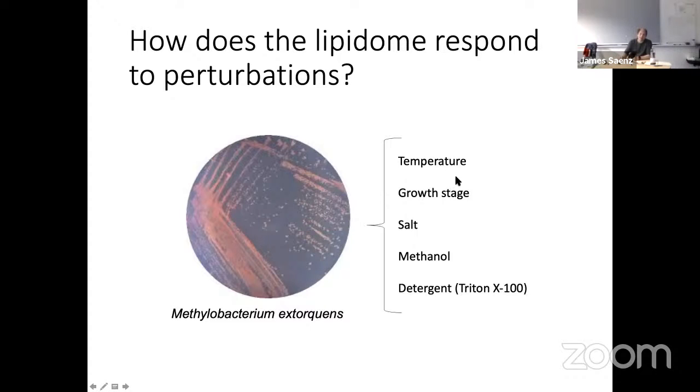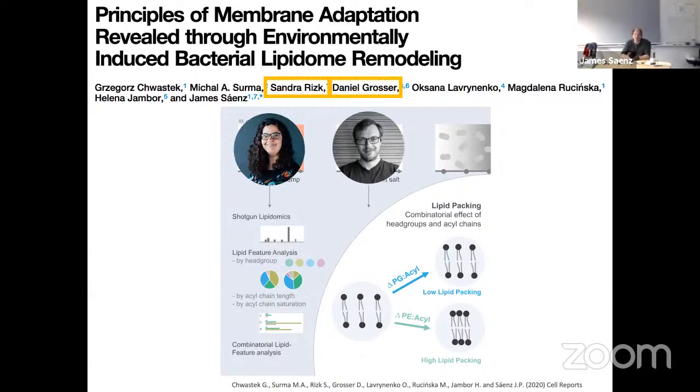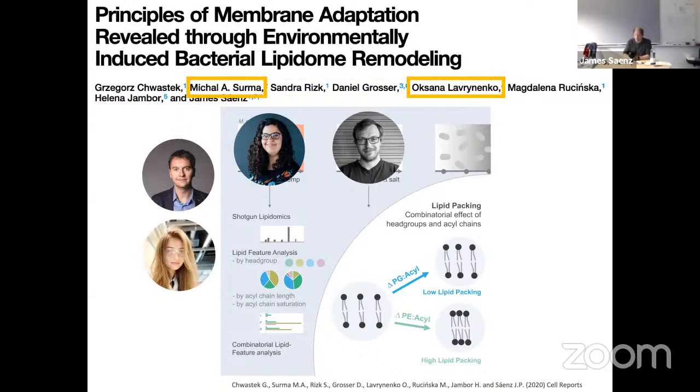So in this study, basically, we grew the cells in the lab and we varied parameters like temperature, growth stage, salt. We shifted the carbon source from sugars to methanol, and then we looked at the effect of detergent on it. And now here's a graphical abstract, and it sort of gives an overview. So we started by growing the cells over varying conditions and harvesting them, and that's work that Sandra Risk and Daniel Grosser performed. And then we took the cells and we extracted them and measured the lipidome, and that's work that Michal Surma and Oksana Lavrinenko performed.